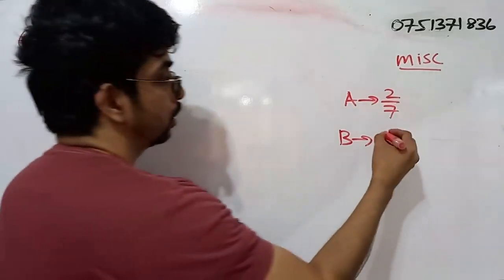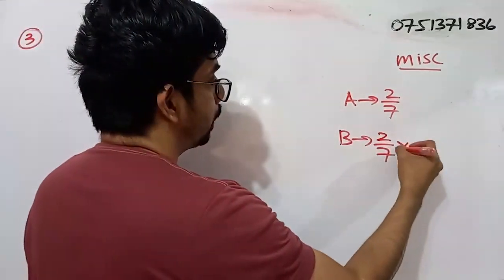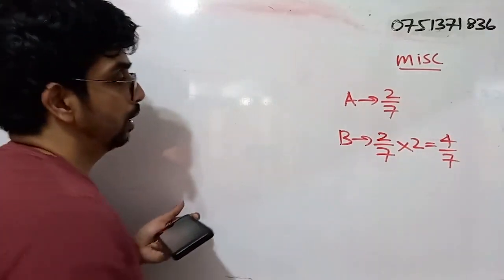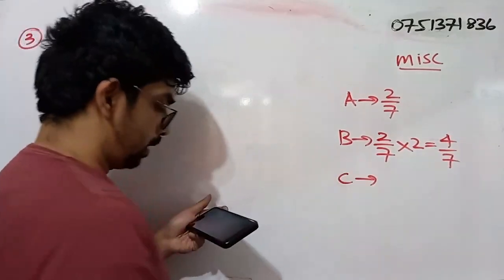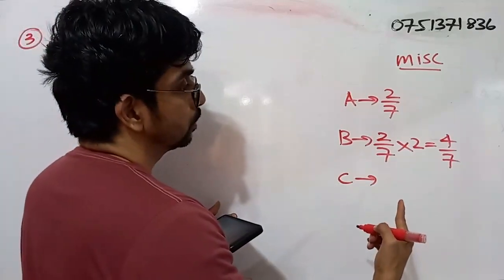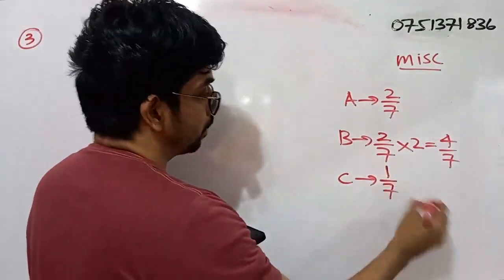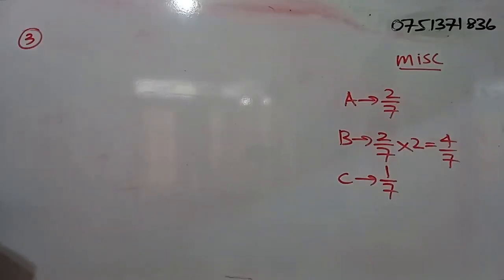That means what? 2 by 7, we have to multiply that by 2. So this becomes what? 4 by 7. Then C received what? Remaining portion. So according to this, it will be 1 by 7. If the total amount that A and B received together is 72,000, find the profit from the business.